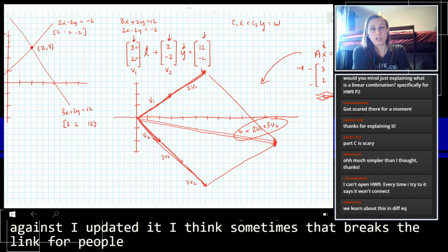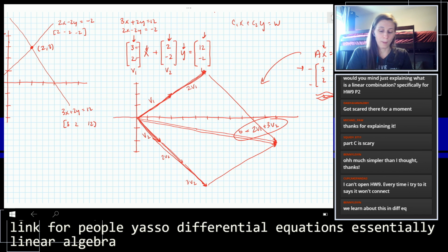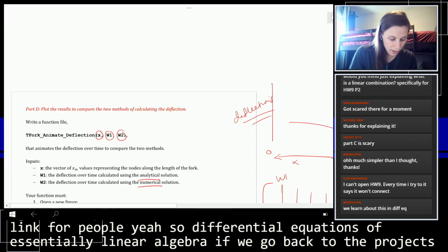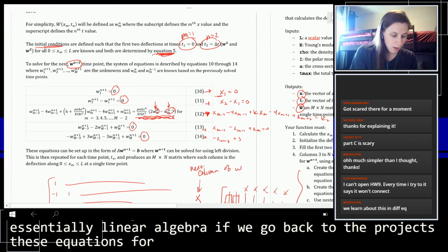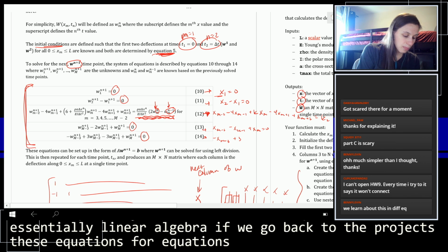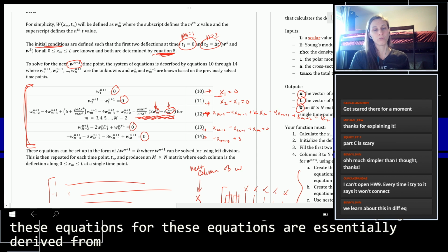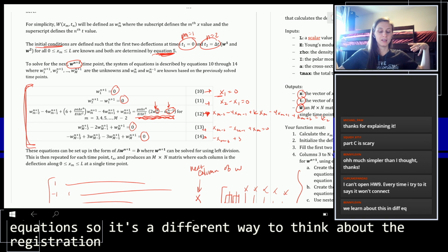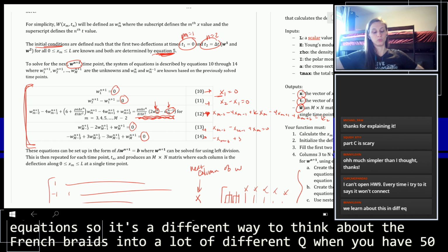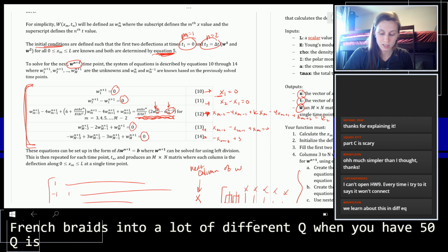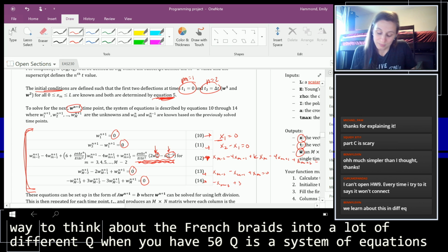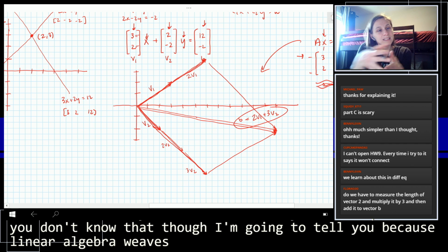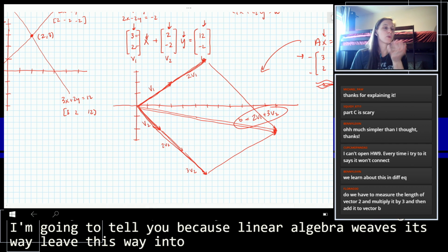Yeah, so differential equations is essentially linear algebra. If we go back to the project, these equations are essentially derived from differential equations. So it's a different way to think about differential equations. A lot of Diff-EQ is a system of equations. You don't know that, though, until someone tells you, because linear algebra weaves its way into so many different things.